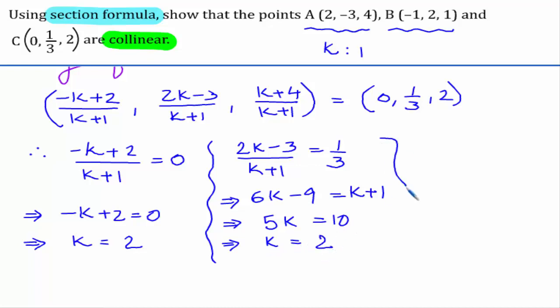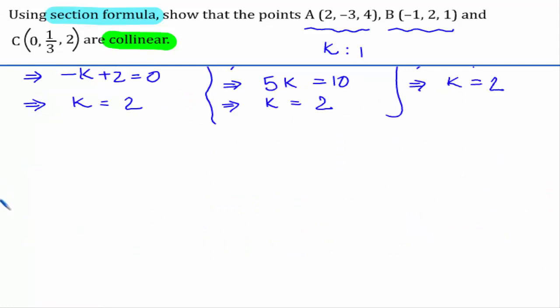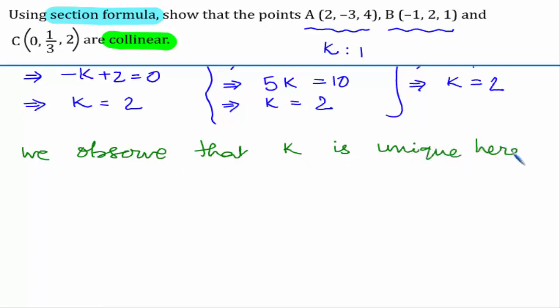In both cases we got the same k value, and now k plus 4 by k plus 1 is equal to 2. On cross multiplication we get k plus 4 is equal to 2k plus 2. And if we simplify this, we get k is equal to 2. So we observe that k is unique here. So therefore A, B, C are collinear.